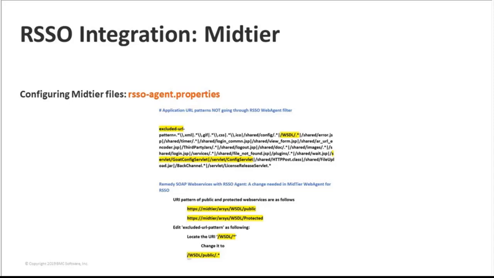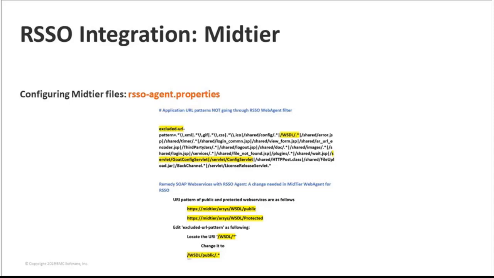So there's a difference in the URL patterns of the public and the protected web service, as I've highlighted here. After WSDL you say public for the public web service, and after WSDL you say protected for the protected web service. By default, when we ship Remedy SSO agent properties, we include the WSDL URL in the exception list so that it doesn't have to go through the SSO for authentication.